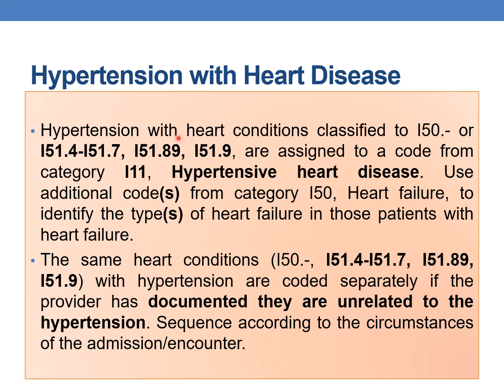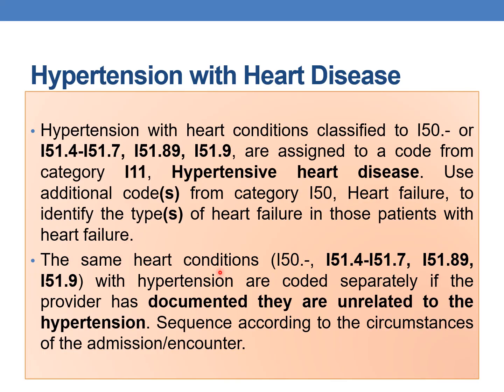So it is clear that hypertension with heart conditions classified to I50 series or I51.4 to I51.7 and I51.89 and I51.9 are assigned to a code from the category I11, hypertensive heart disease. Use additional codes from the category I50 heart failure to identify the type of heart failure in those patients with heart failure.